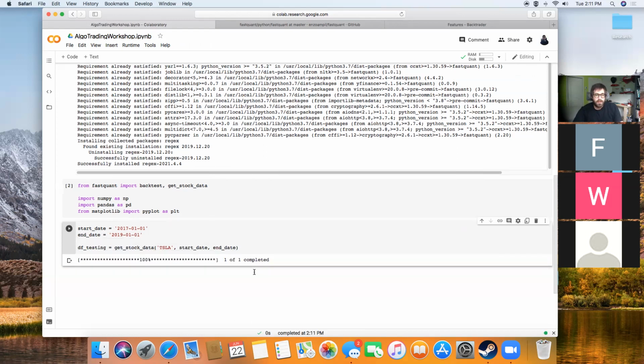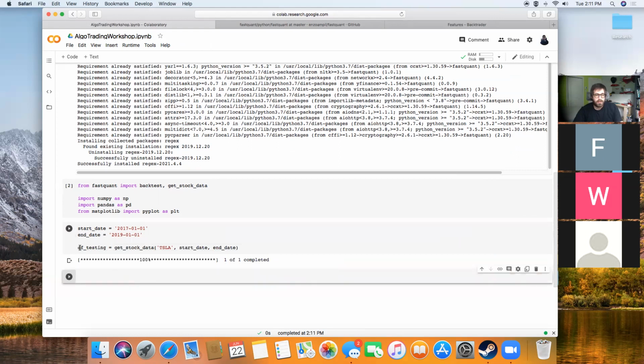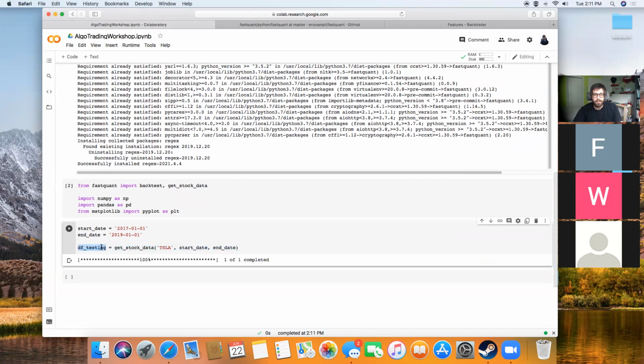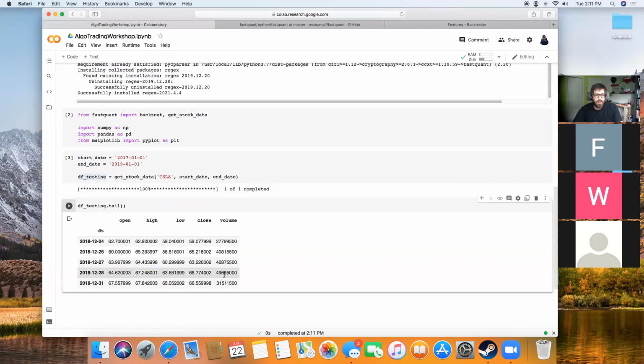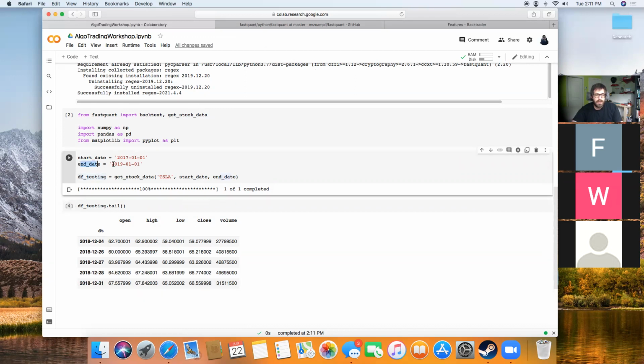Okay, and if we run this, it got the data. Let's look at it. So it downloaded the data, and we have it now in a pandas data frame. Are you guys familiar with pandas? Yes. Okay, good. So this is the tail of our data, the last 5 rows. You can see it ended in 2018, because this is the end date, so it doesn't include the last one.